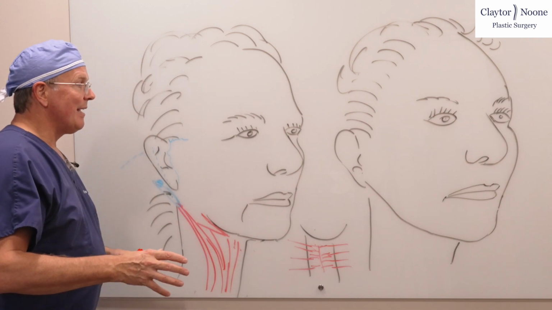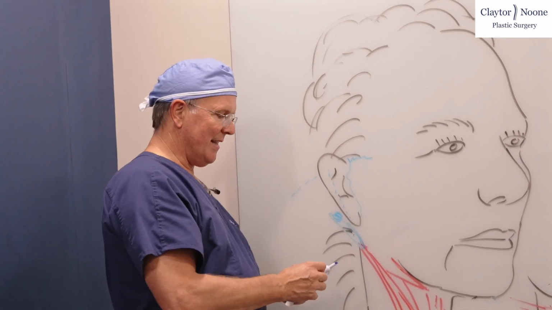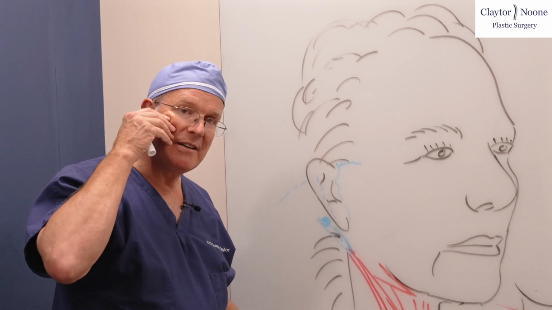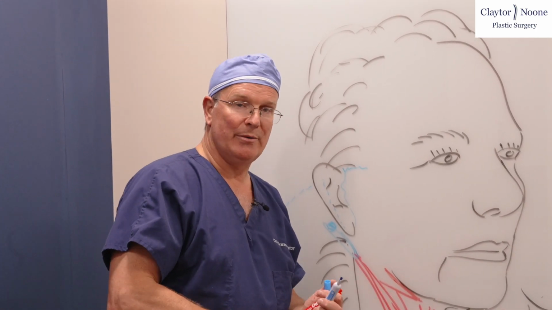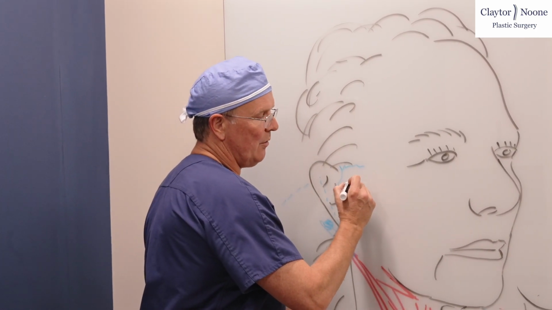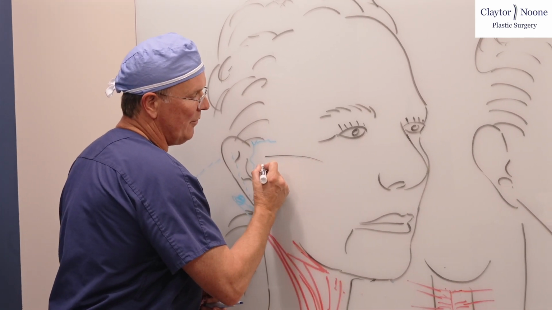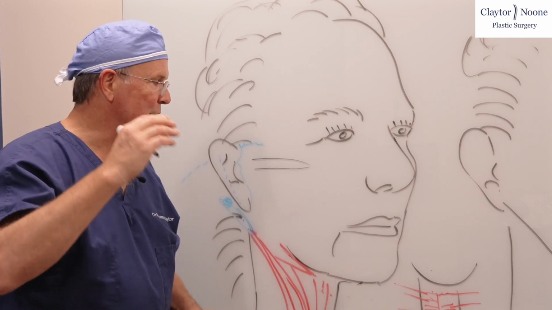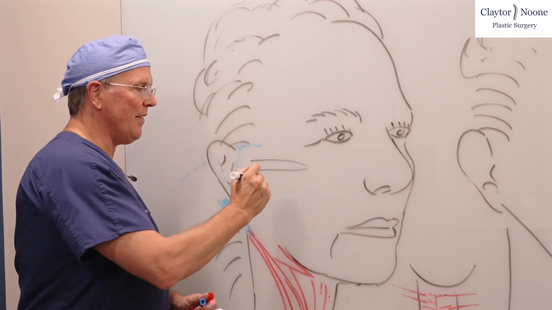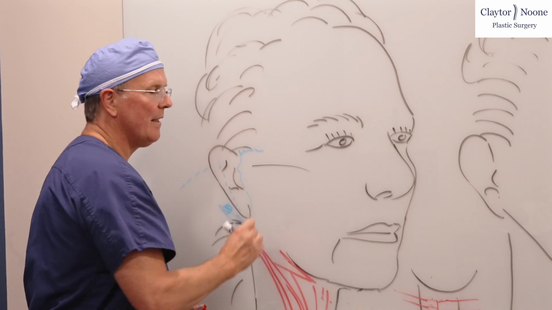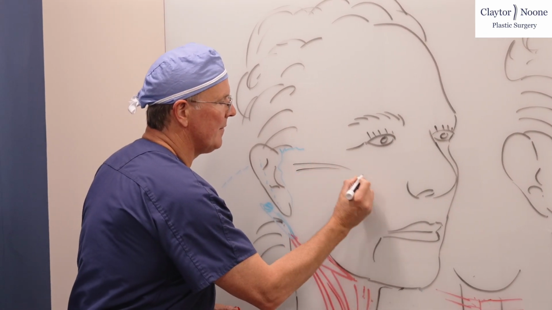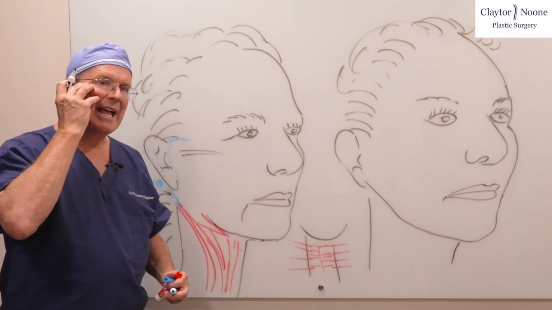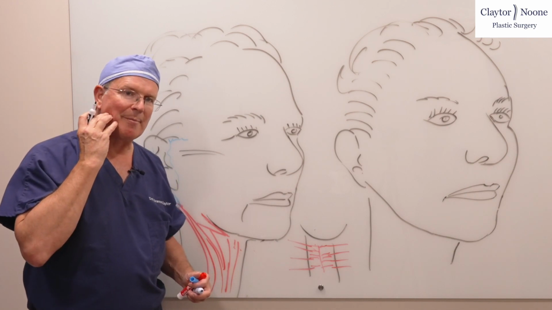And so the aging process that is most impacted in the mid-face is on the bones. And so we have what we call the zygoma bone right here. And that's your zygomatic arch. And as we age, this bone gets smaller. And as it gets smaller, everything that's resting on it drops down.